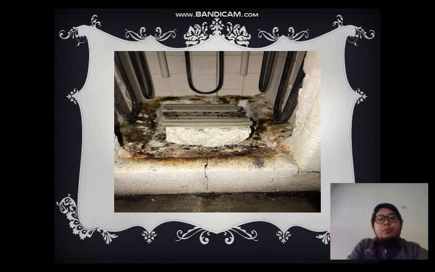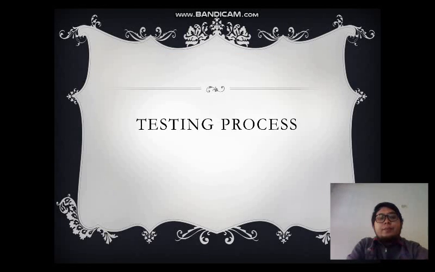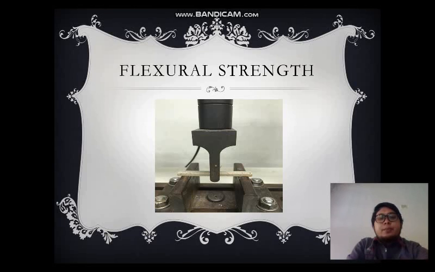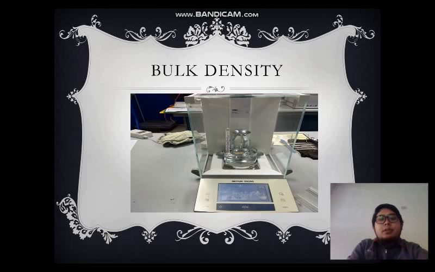Next, the sintering process for the sample is 2 hours at 1300 degrees Celsius and cooling for 24 hours. For the testing process, the strength of the sample will be tested using flexural strength with 3-point bending. And lastly, determine the bulk density of the sample with plane measurement.